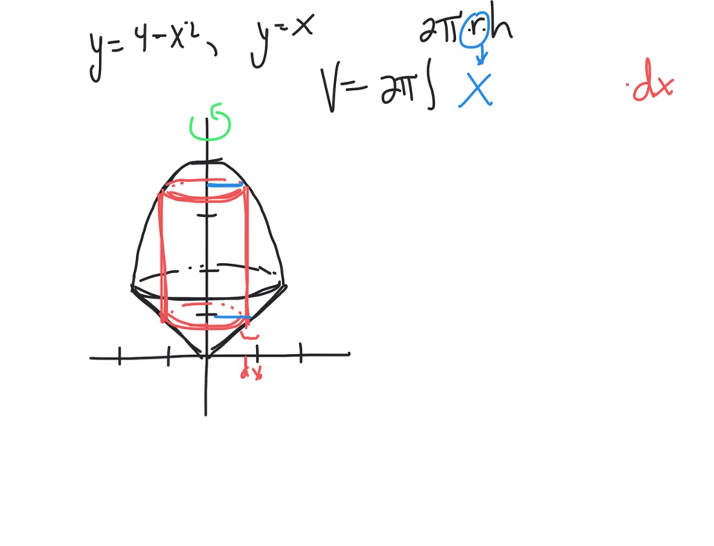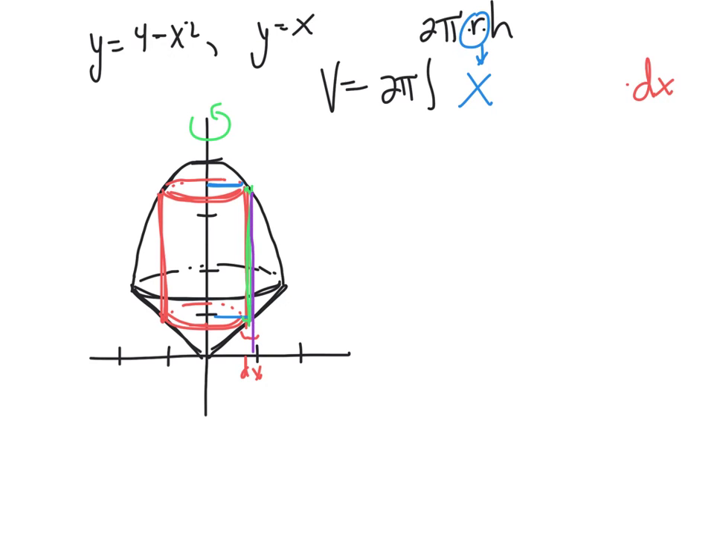Now let's talk about our height. The height of our cylinder is the distance from one curve to the other. Interesting. So I'm actually taking the y value of my upper curve, my parabola. The y value of the parabola would be all of this.